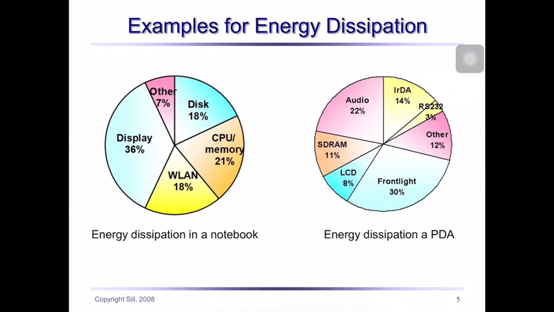This is the example of the breakdown of energy dissipation in a notebook. So most of the power consumption is due to the display, and then the next thing that consumes a lot of power is the CPU or memory, and then next is the hard drive or disk, and the network, and the rest remaining goes to other circuits. Okay, for a personal device, also the display takes 30% of the power, and the next one is the audio, and then the RAM, and all the other communication.